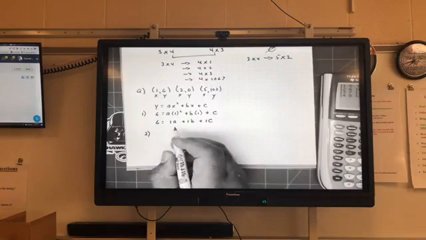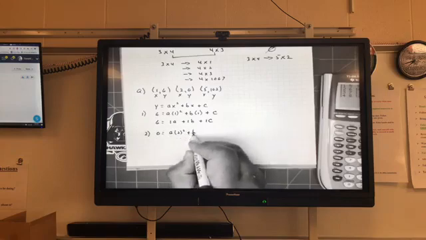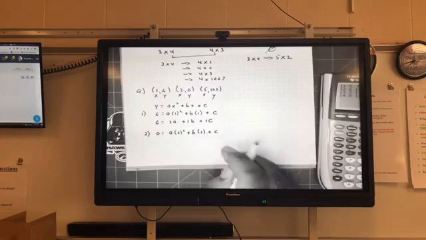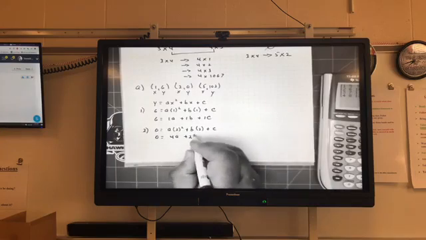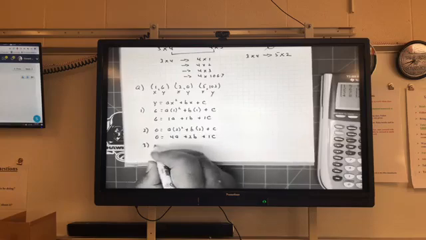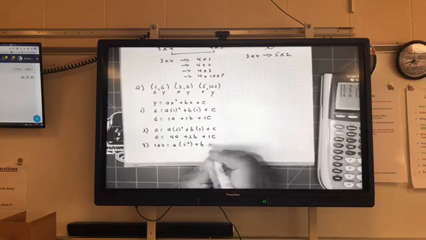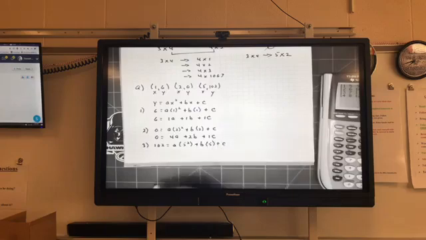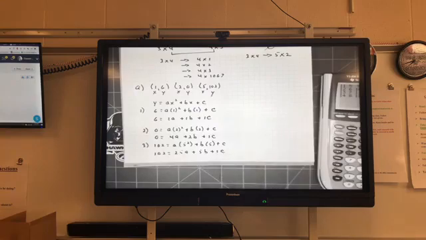My second equation becomes 0 equals a times 2 squared plus b times 2 plus c. So I have 0 equals 4a plus 2b plus 1c. And for my third equation, I have 102 equals a times 5 squared plus b times 5 plus c. So this becomes 102 equals 25a plus 5b plus 1c. Now take a look at that. Make sure you see where the numbers came from.